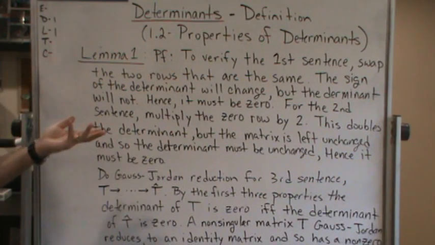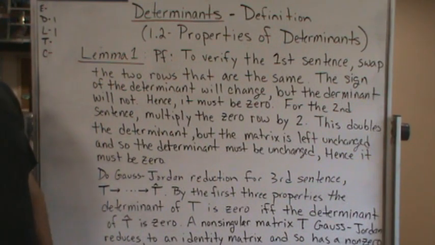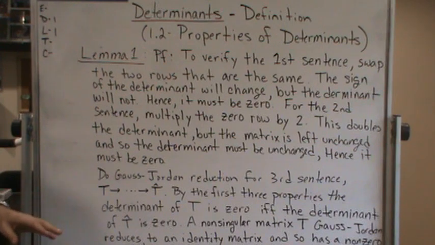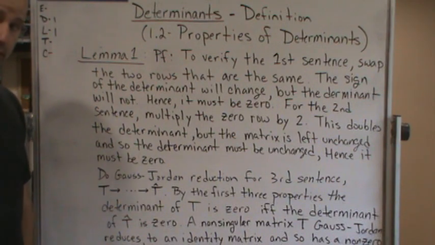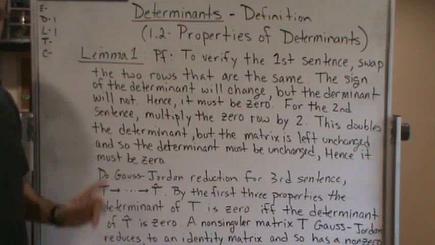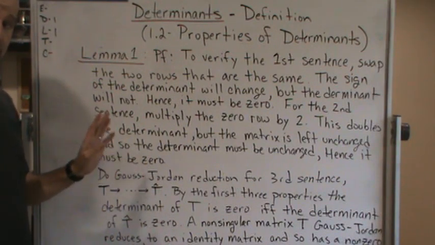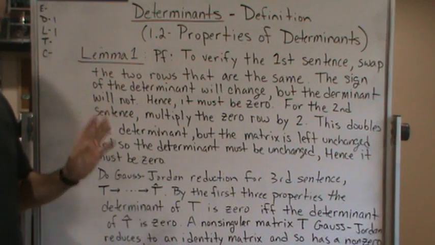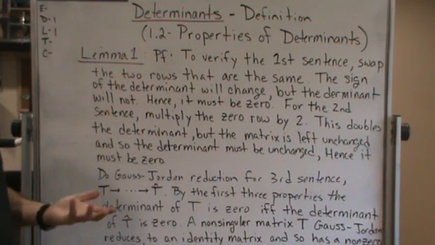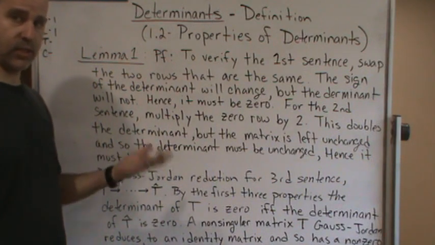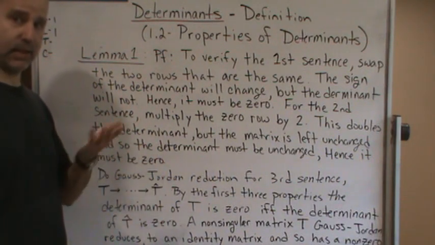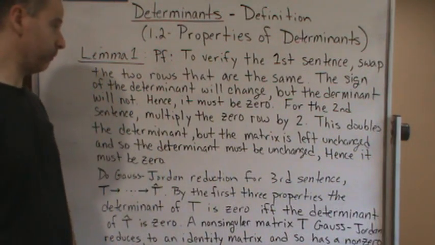To verify the first sentence, all we have to do is swap the two rows that are the same. When we do that, remember, that changes the sign of the determinant of the matrix. But in this case, it doesn't change the matrix at all, so the determinant is unchanged. The only value of the determinant that you can change the sign of and still be the same is 0. So therefore it must be 0.